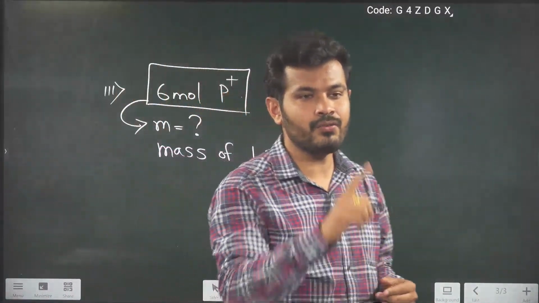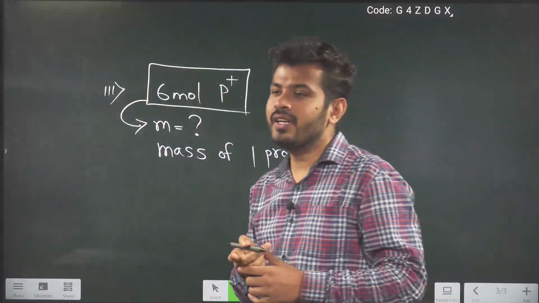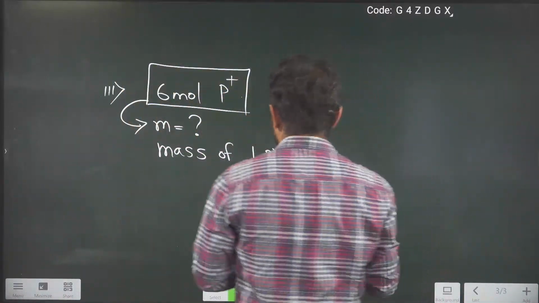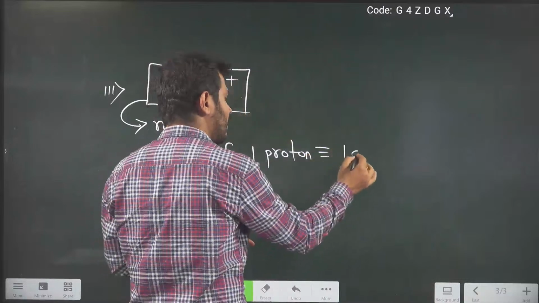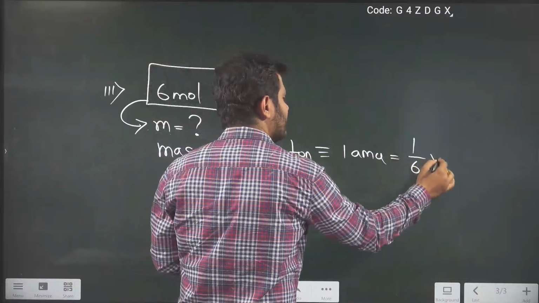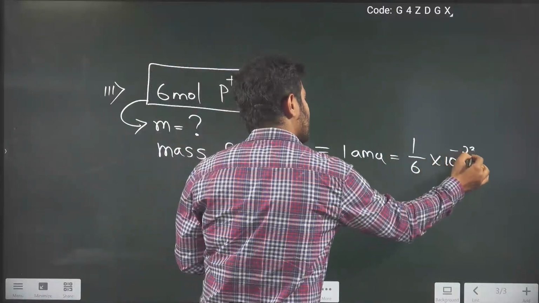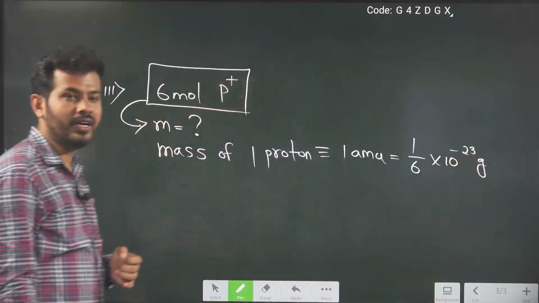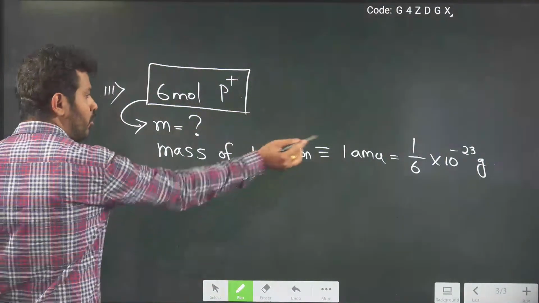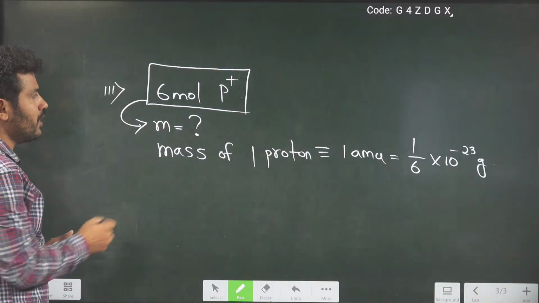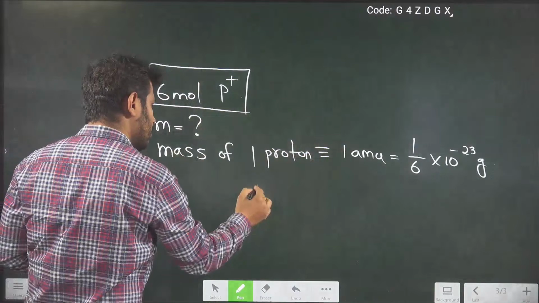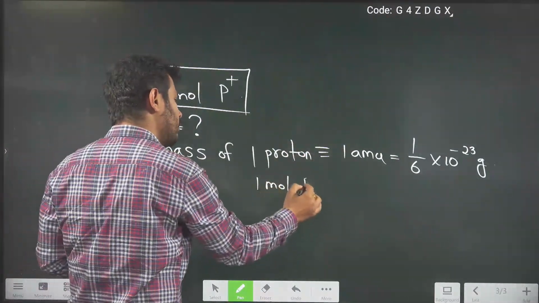Roughly we can say the mass of one proton and the mass of one neutron is almost equal, and that is equal to 1 AMU. And 1 AMU means how much? 1 by 6 into 10 to the power of minus 23 gram. Right? Now, if one proton is having this much mass, how many protons do we have? 6 moles of protons. One proton is this many grams. 1 mole proton will be how much now?